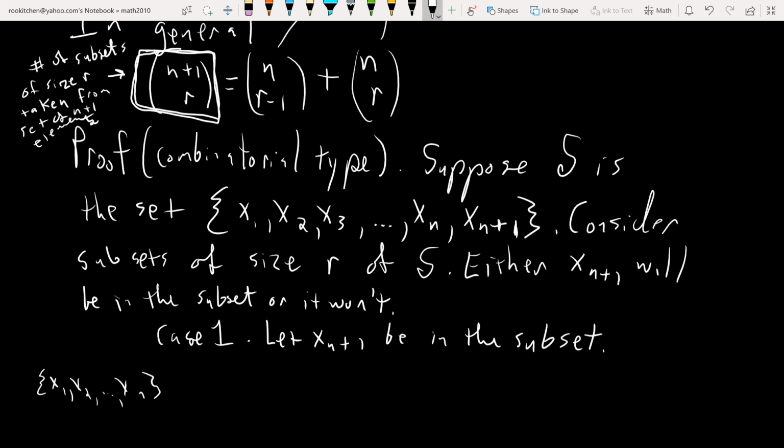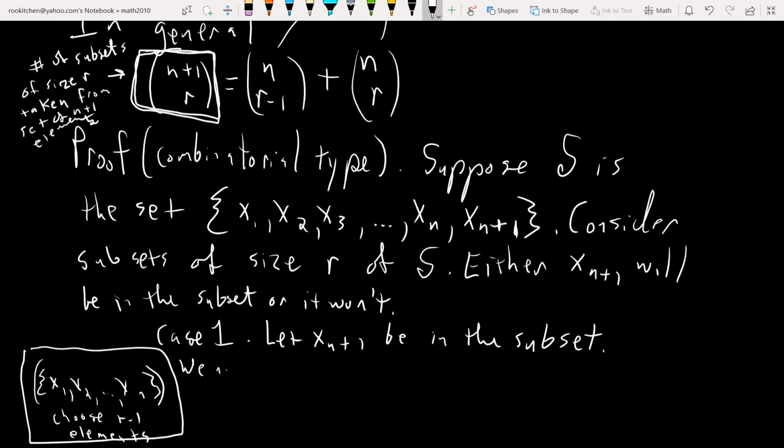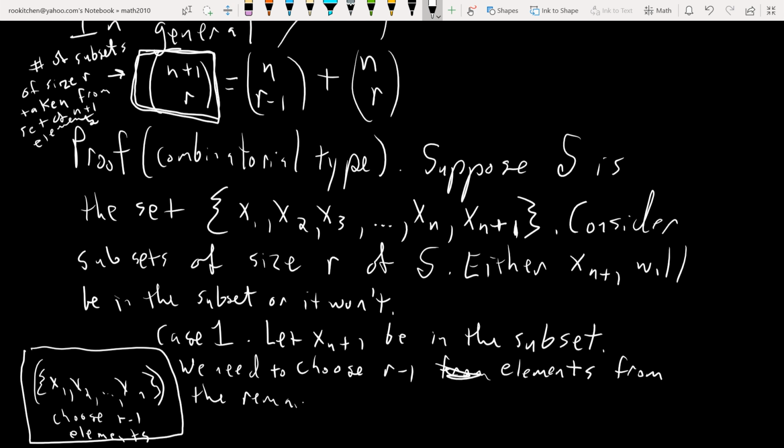And then we're choosing r minus 1 elements from it. So we have this set that I just put in parentheses, and we want to choose r minus 1 elements from it, because we already chose one of them, right? Supposing x sub n plus 1 is in this subset, we need to choose r minus 1 elements from the remaining n elements for the remainder of our subset.